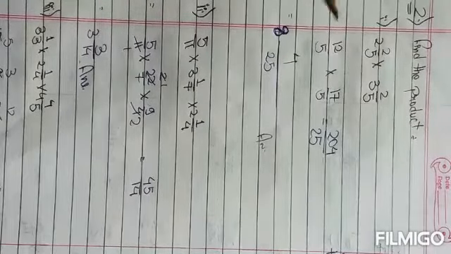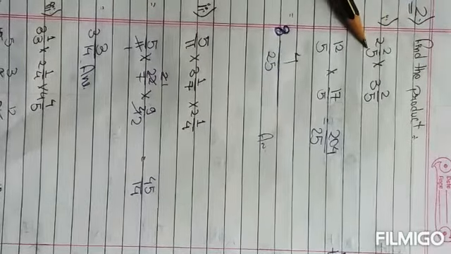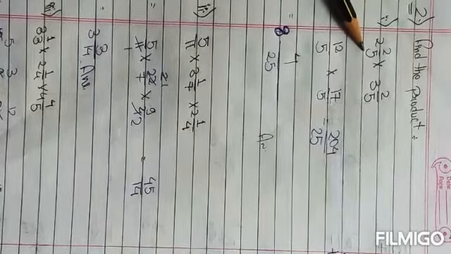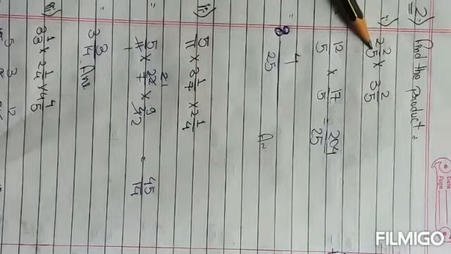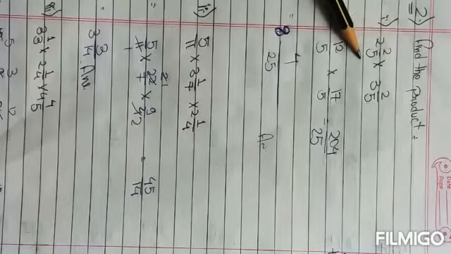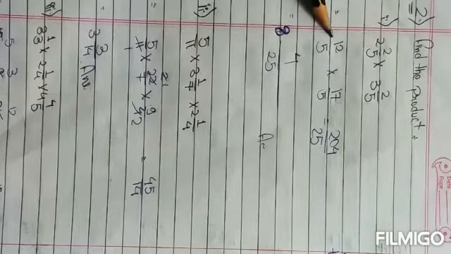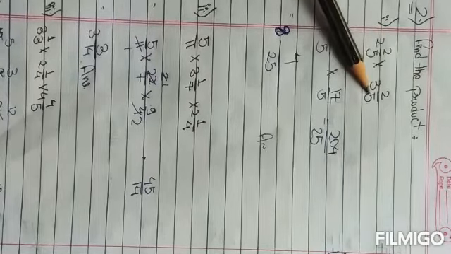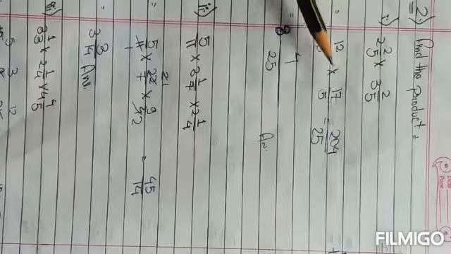Find the product. It is given in mixed fractions. Mixed fractions are given, so you have to convert into improper fractions. What you have to do, you have to multiply. Here it's given 2 2 by 5. So you multiply 5 2 is 10, and plus 2 you will get 12 by 5. Here you multiply 5 3 is 15, 15 plus 2 you will get 17 by 5.